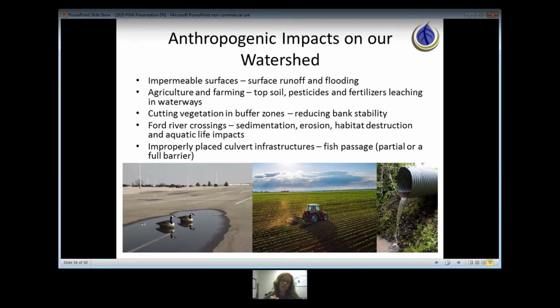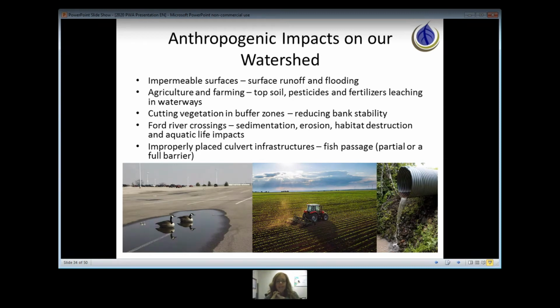Fording sites are another issue. So it creates a lot of sedimentation, erosion, habitat destruction as well. So fording sites are basically the traffic that drives through rivers directly. So it's preferable to use bridges to cross rivers versus driving directly into it.